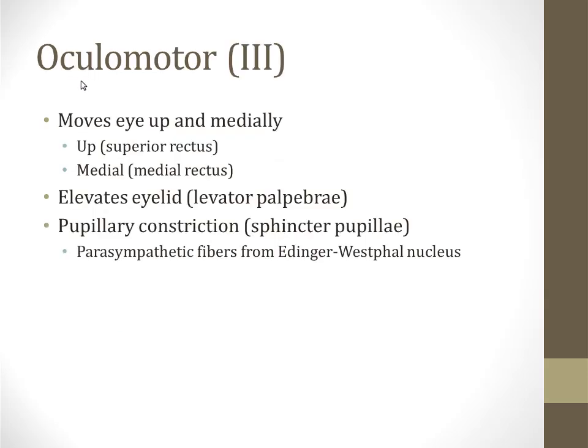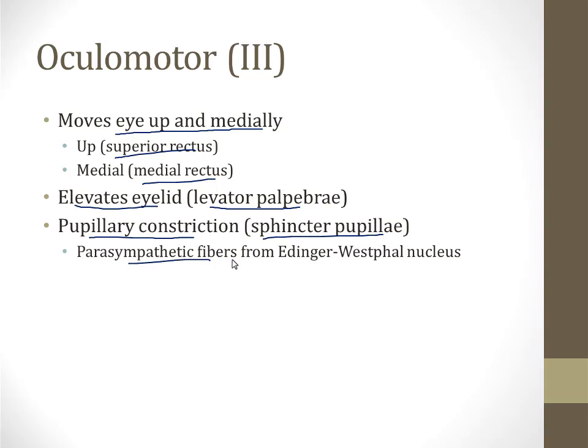The first nerve palsy we'll discuss is an oculomotor or third nerve palsy, and in order to understand this, let's review what the oculomotor nerve does. First of all, it moves the eye up and medially. It moves it up via the superior rectus muscle and medially via the medial rectus muscle. It also elevates the eyelid via the levator palpebrae muscle, and finally, it's responsible for pupillary constriction via the sphincter pupillae. This is not a direct result of the oculomotor nerve.